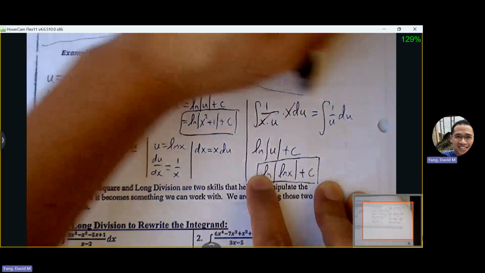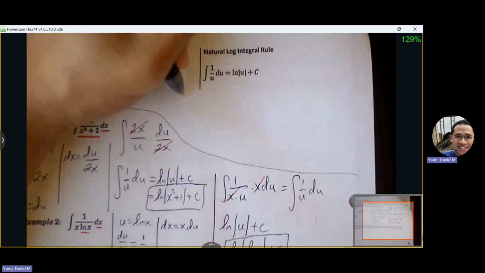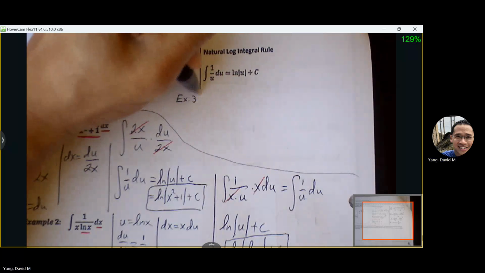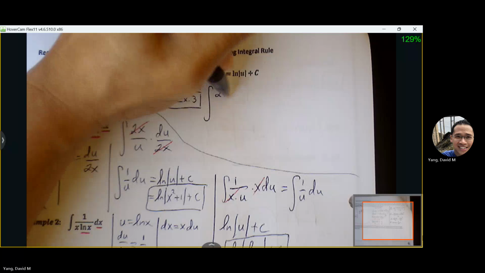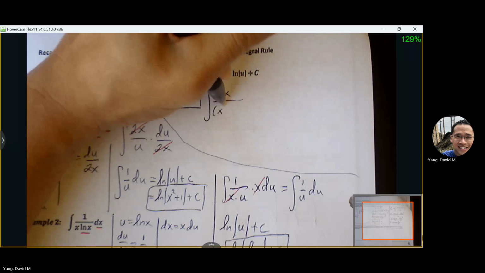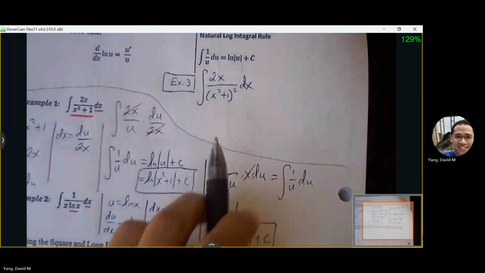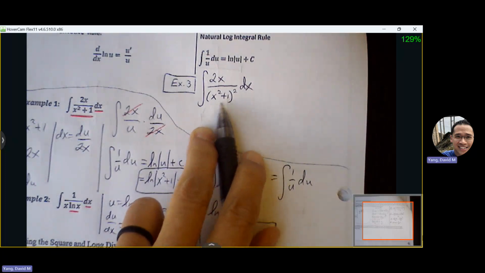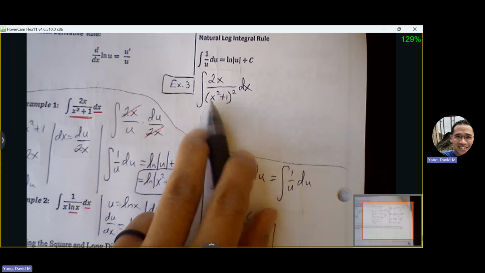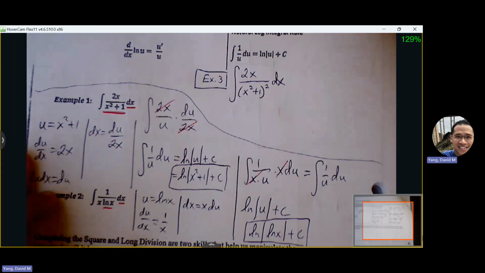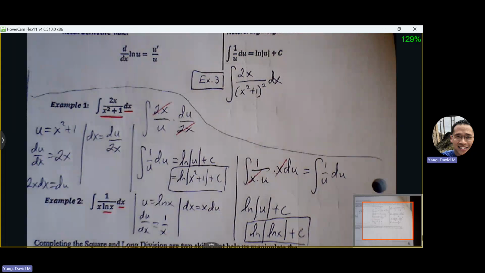Let me do a related problem. I'm going to put this to the side here. If you have room, I'm going to call this example 3. Two x over x squared plus 1 quantity squared. Power rule can't do this problem. There's too many terms below. We've got to look at u substitution. What could be our u value? x squared plus 1.